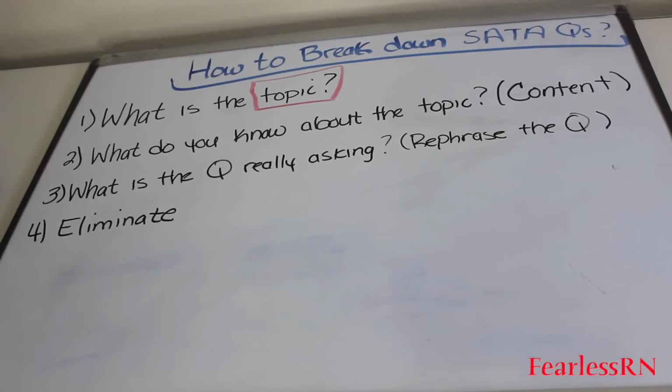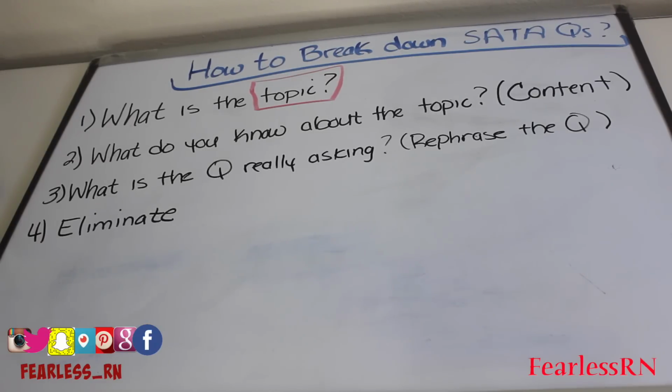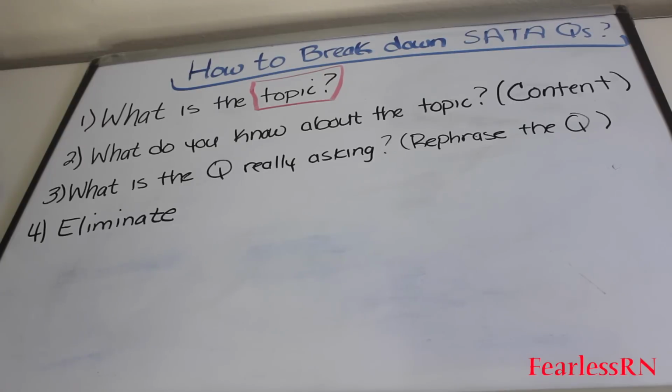Step 3. What is the question really asking? My tip when using step 3 is to rephrase the question. Rephrase the question in a way that is easier for you to comprehend, maybe a shorthand way while still keeping the topic in mind. And the last step is to eliminate. Eliminate distractors, eliminate answer choices that you know off the bat are definitely incorrect, and eliminate answer choices that are partially correct. Remember that these choices must be correct all the way through and match the topic. So those are my 4 steps on how to answer select all that apply questions.